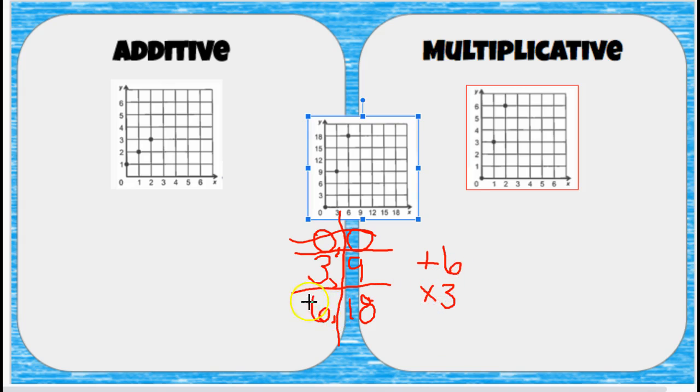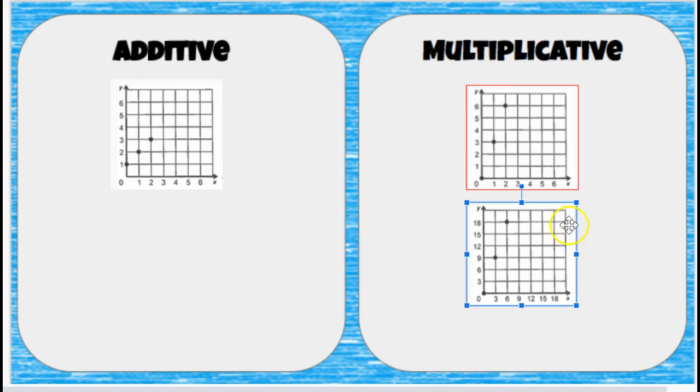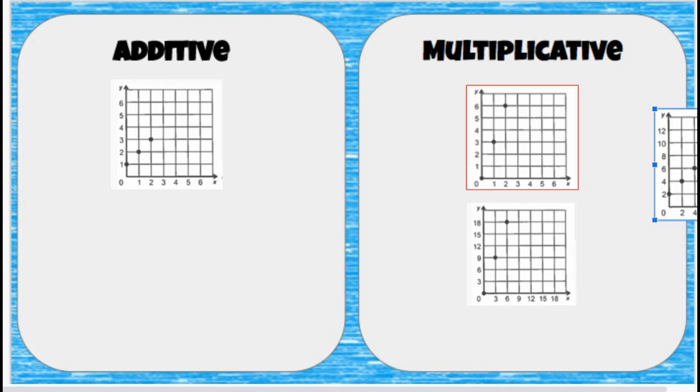So let's look at my next one. 6 plus 6, well, that's 12, not 18, so that can't be it. 6 times 3 is 18. So my rule is multiplying by 3. So that makes this a multiplicative or a multiplying pattern. So write them out and see if you can figure out your tables there.